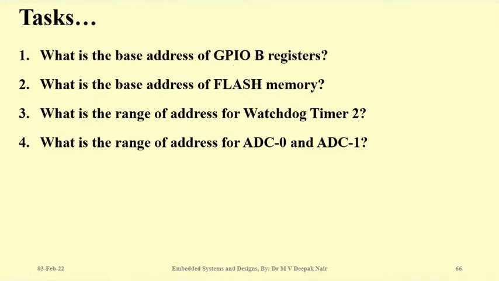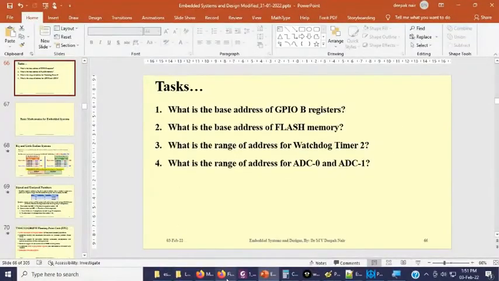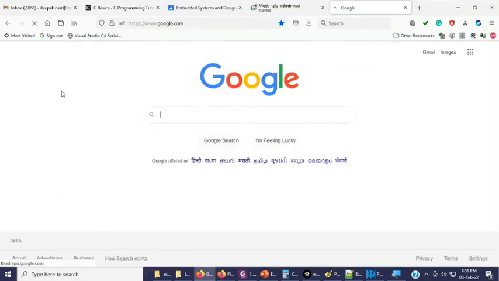Anyone having any difficulty with how you can find the base address or the range of any peripheral from the data sheet? Anyone having any difficulty now? I don't want to go too fast in this part because this is the core essence of this particular subject: the data sheet and understanding the proper way to approach it. Anyone having any difficulty? Anyone?